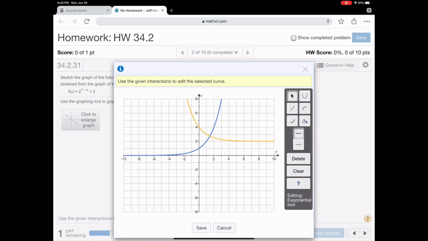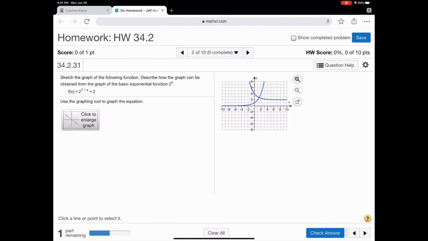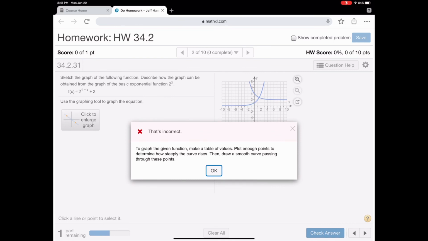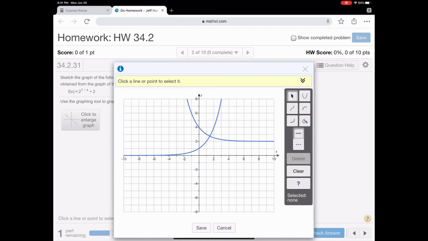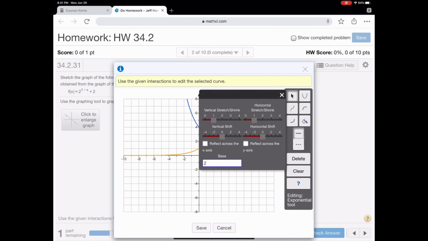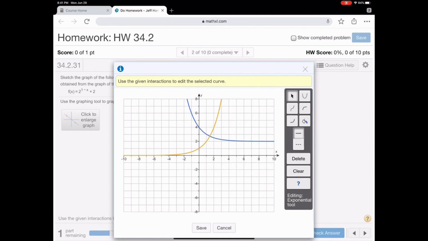But I'm a little bit worried about that horizontal shift. When we did it in Desmos, it showed that it was right. But let's see if I get the right answer here. Oh no, check answer, let's see. Check answer. Oh, that's incorrect. To graph the function, plot enough points to determine how... Okay, let's try it again. So let's enlarge the graph again. Here it is. Oh, it may be that I had 2 graphs on there. That's probably why. Let's clear things.